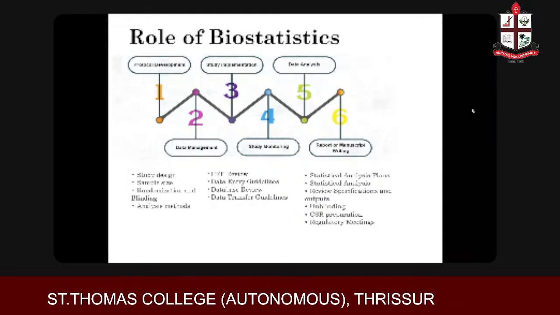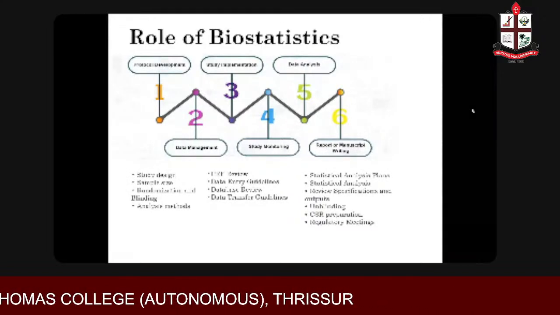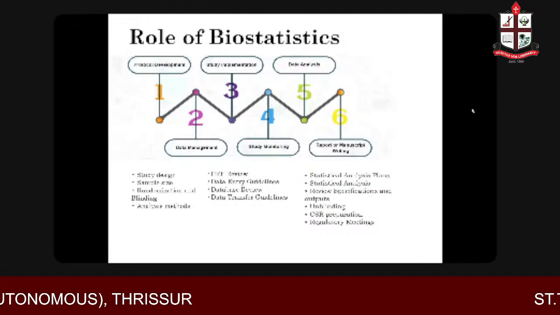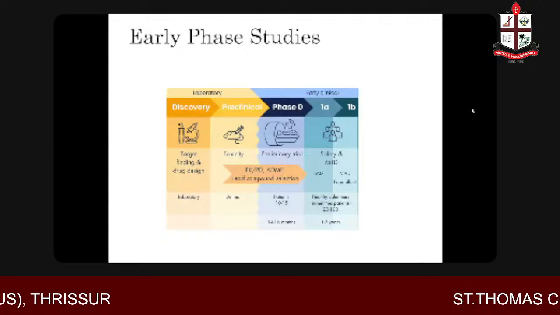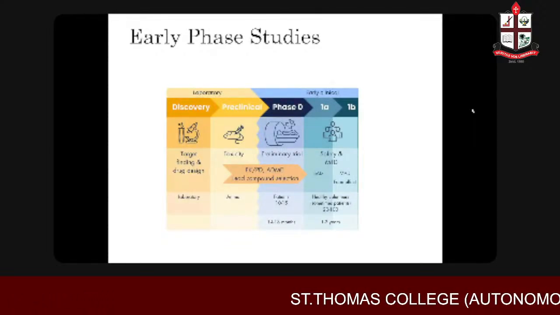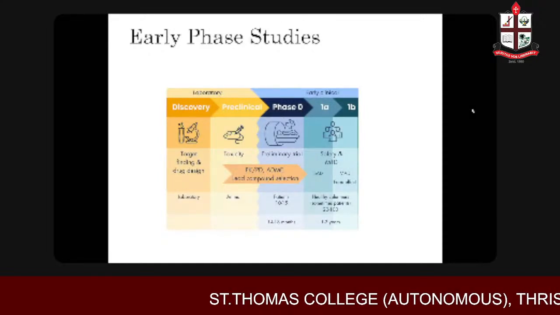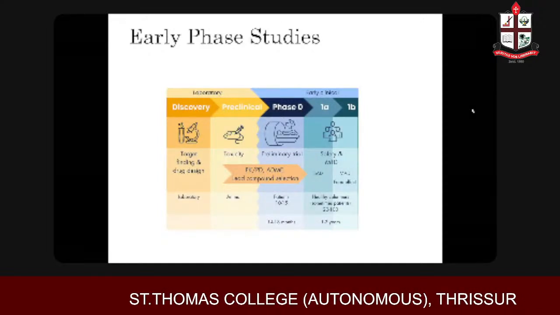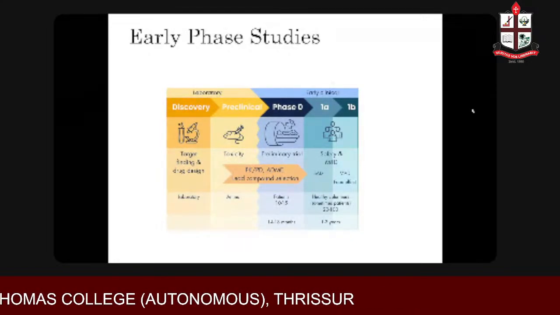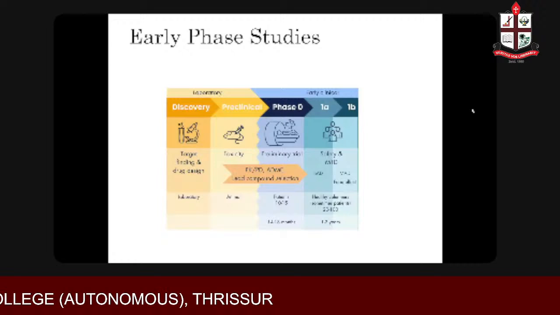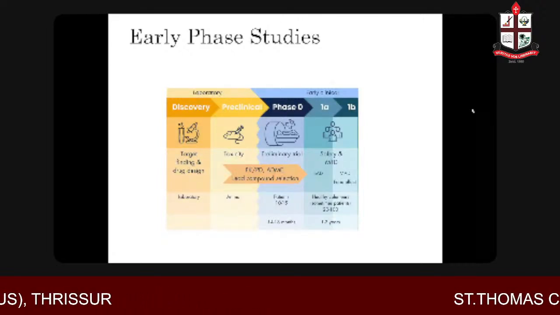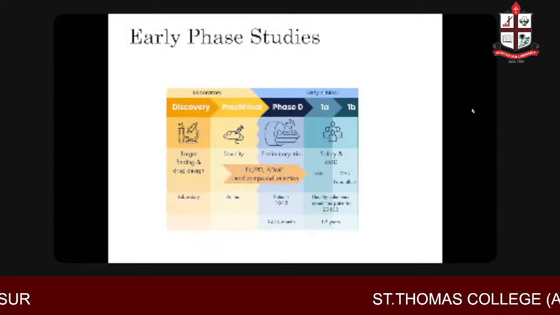So this is our role of biostatistics in the clinical trials. As I told you, it is phase 1 to phase 4. The process is very long, but I'll be explaining only how some of the statistical analysis is done in the early phases, phase 0, phase 1A. Not even preclinical. I'm not going to touch the preclinical.